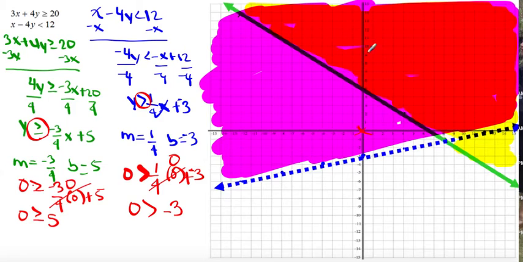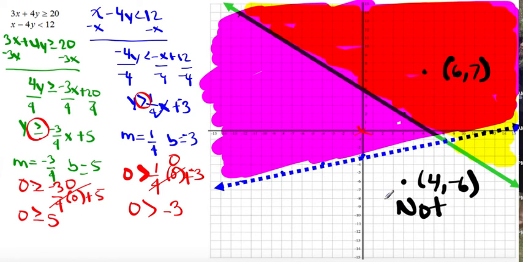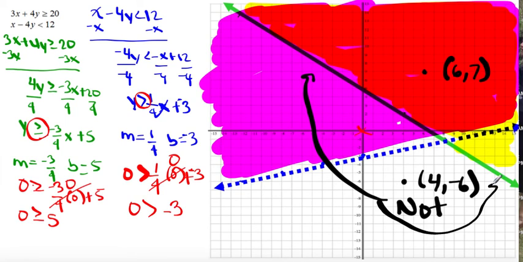Okay, so my solution is everything in this red-orange color where the two colors overlap, and then on this black line too, partway. So a solution could be 6, 7. And then everything that is in pink, white, or yellow, and on this dashed line, and even on this part of the green line, that's not a solution since it's not in this area right here. So an example of a non-solution could be 4, negative 6. So it's not a solution. So everything in this area.